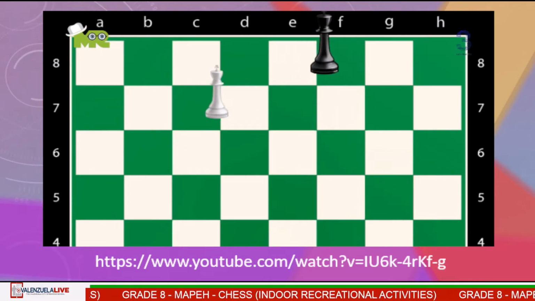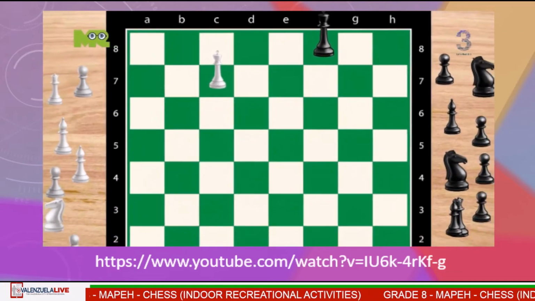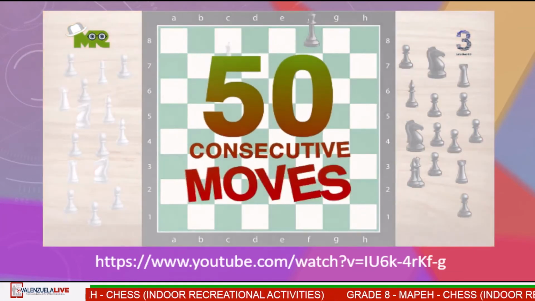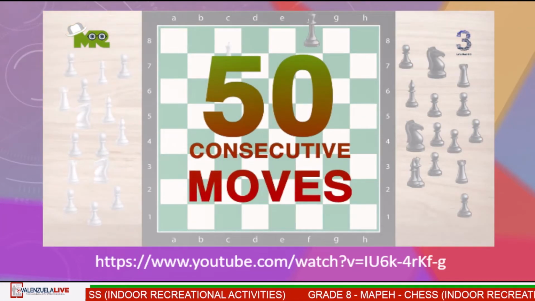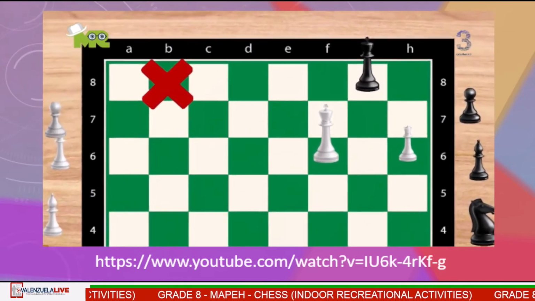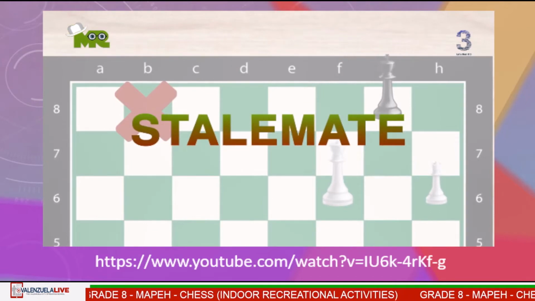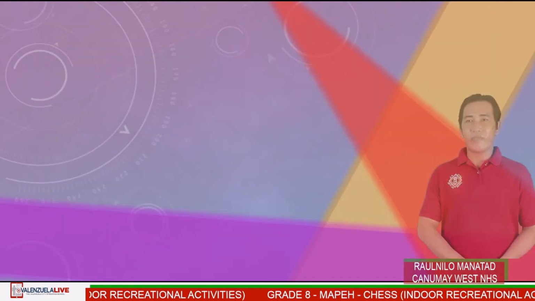If the same exact position is repeated 3 times, not necessarily 3 times in a row. If 50 consecutive moves have been played while neither player has moved a pawn or captured any piece. If a player's turn is to move, he is not in check but has no legal moves. This situation is called stalemate, and it ends the game.